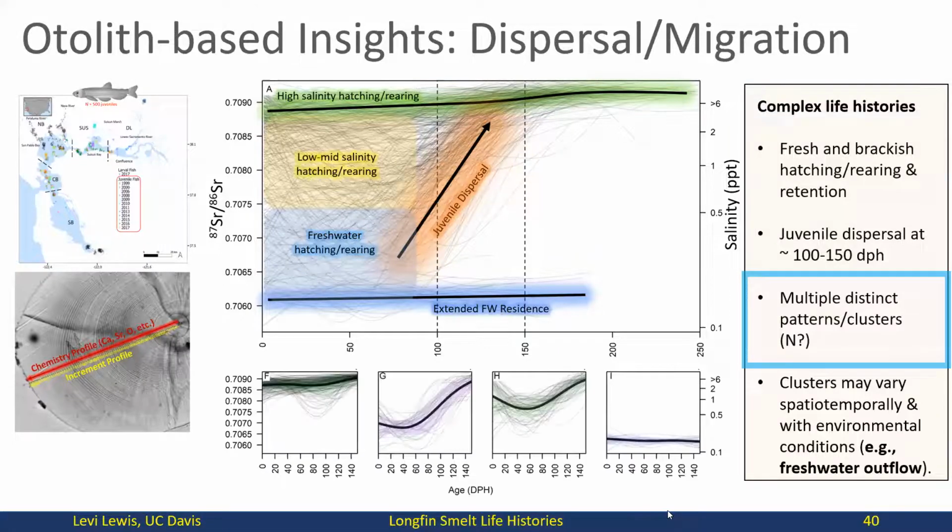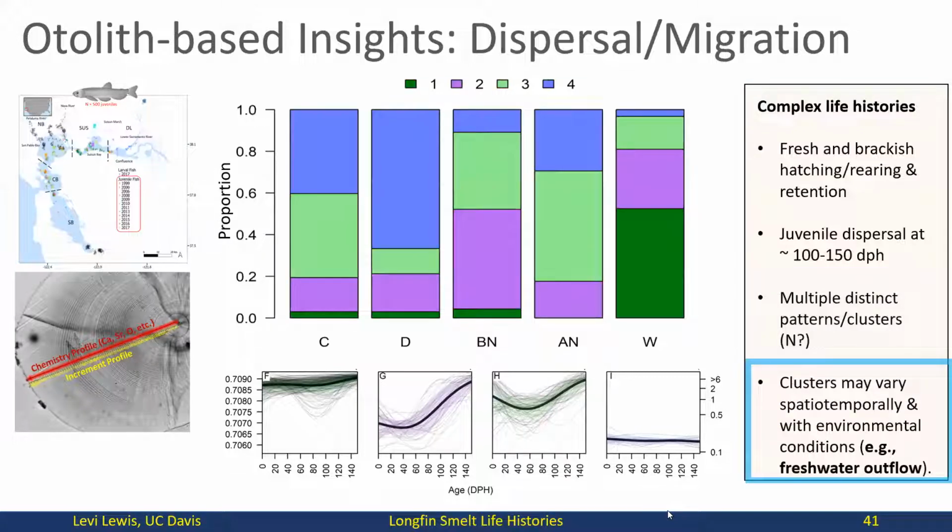There are multiple patterns that could be teased apart statistically using hierarchical clustering. We don't have a fixed number of how many patterns actually are. This is one possible way of teasing that apart. And if we assume that these 4 patterns capture a good amount of the variation, we can then look at how those might vary among different years and among years with different environmental conditions.